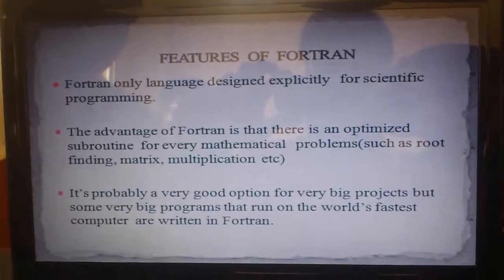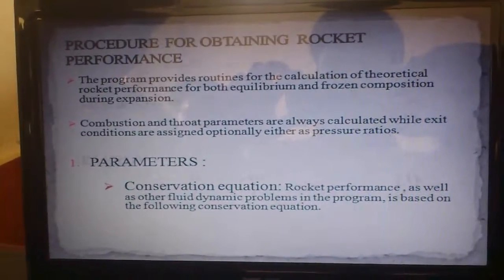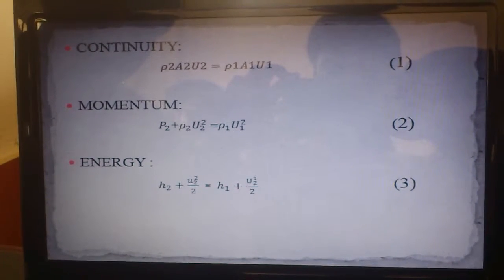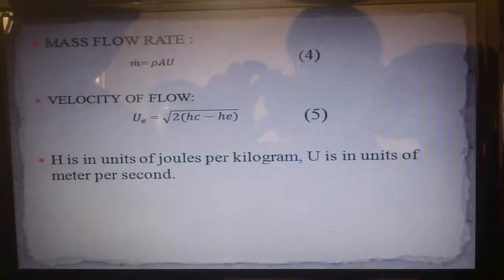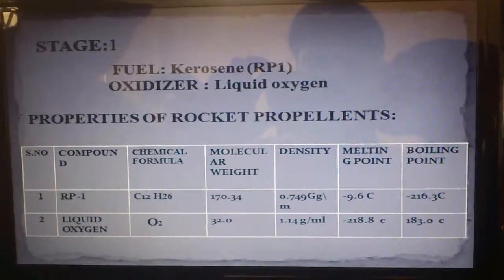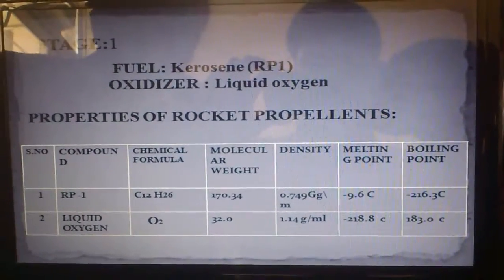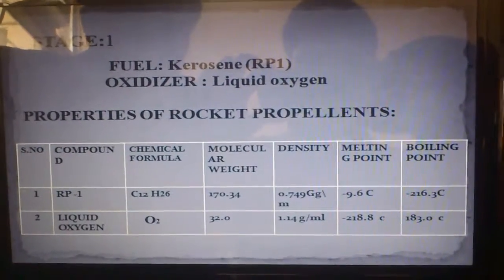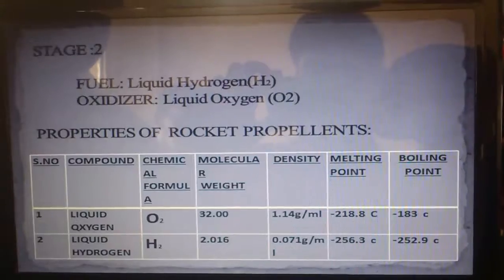And these are the features of the Photon software. And these are the main parameters which are taken: continuity, momentum, energy, mass flow rate, and velocity of flow. And this is stage 1, and the properties of liquid rocket propellants. And these are the properties: compound, chemical formula, molecular weight, density, melting point, and boiling point.